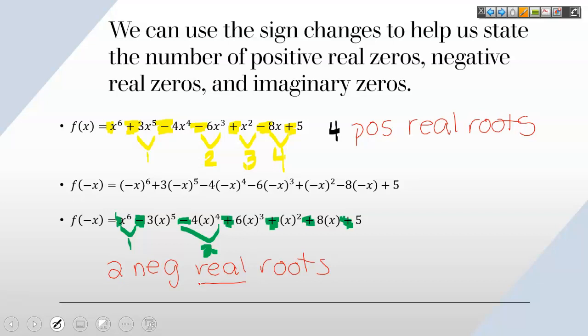Remember that even-powered functions go in even pairs. So this could have 4 positive. It could also have 2 positive or no positive. This either has 2 negative or 0 negative because they have to go in pairs for even functions. Odd functions will have odd pairs, meaning they're going to have 3 or 1 or 5.